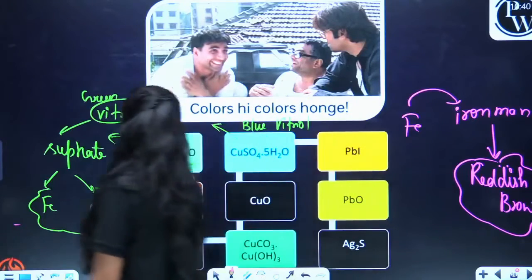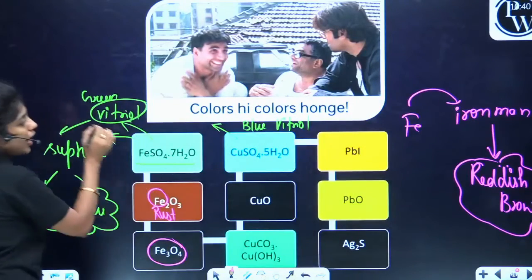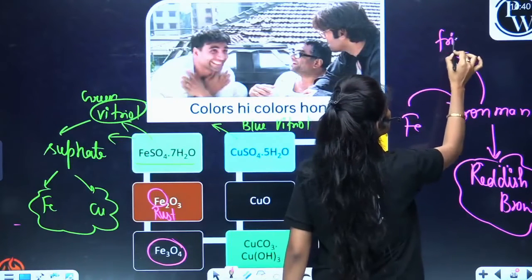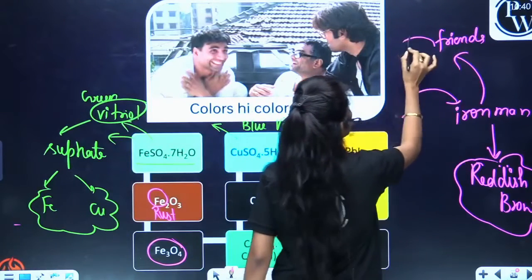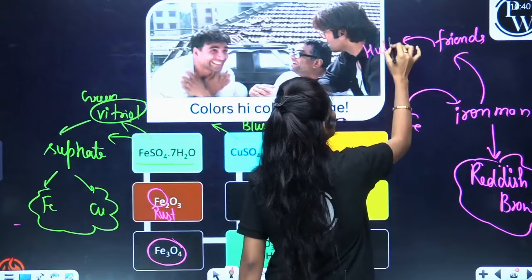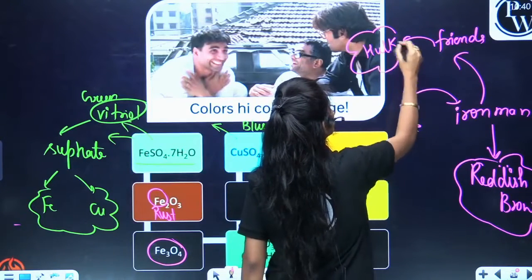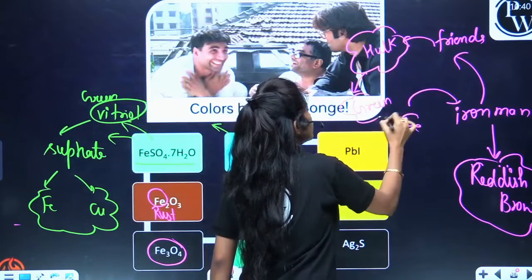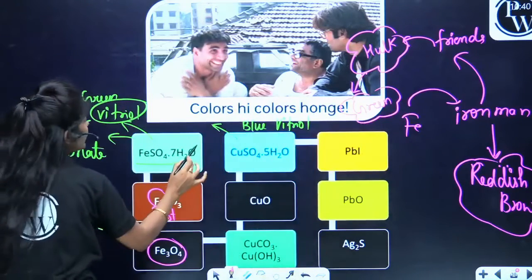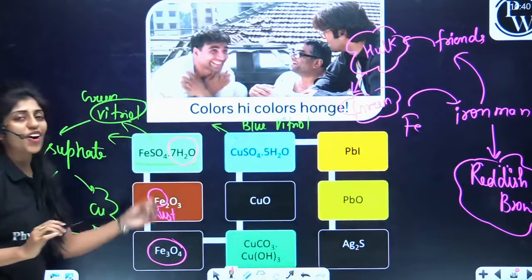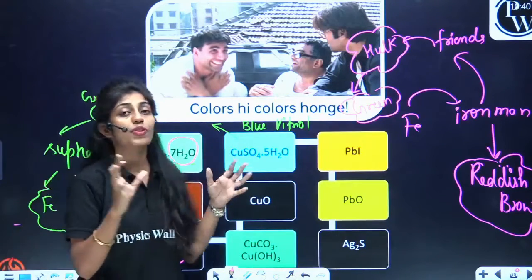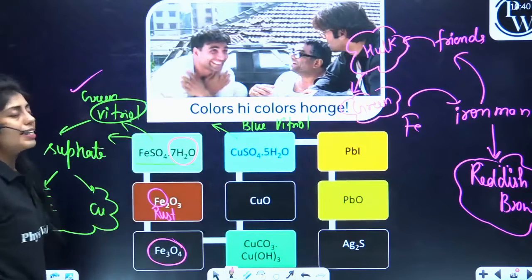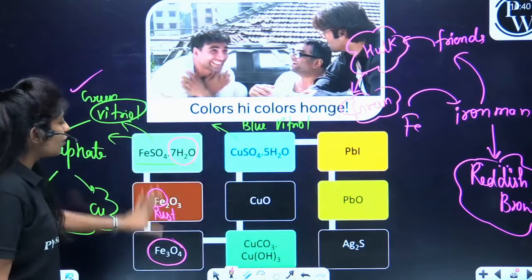Now see, we have Iron Man. Iron Man's friend is Hulk, and Hulk's color is green. So when there are 7 water molecules, we are talking about the friend of Iron Man, that is nothing but Hulk, so it will be green in color. Okay, now this is clear.